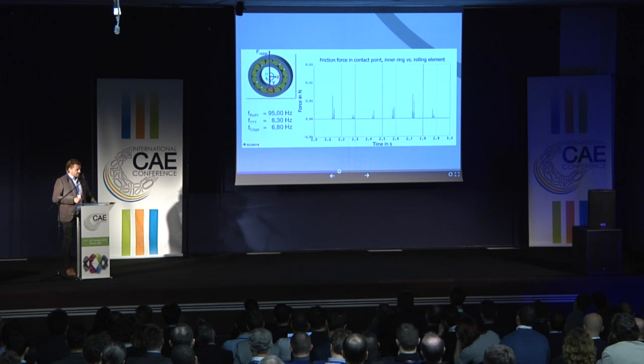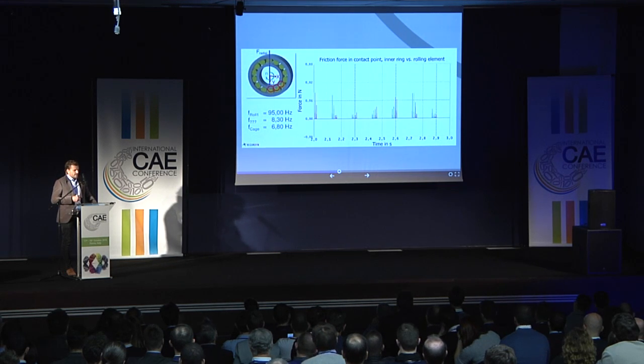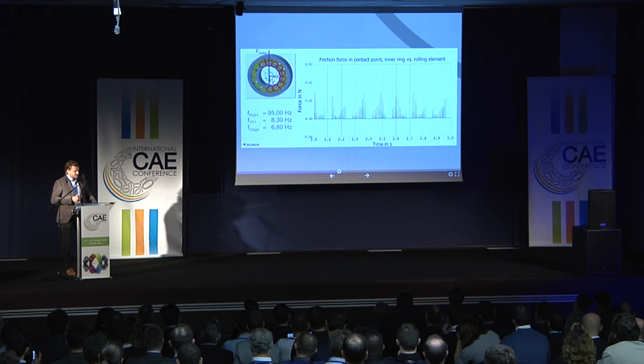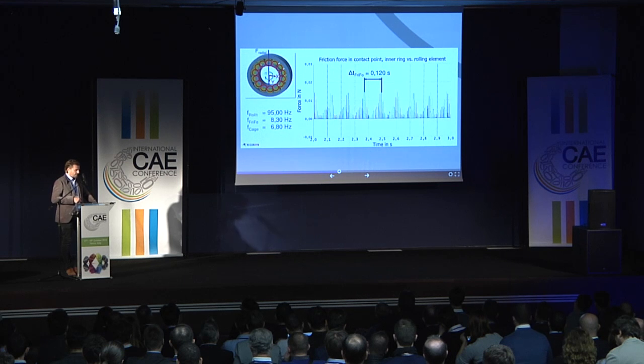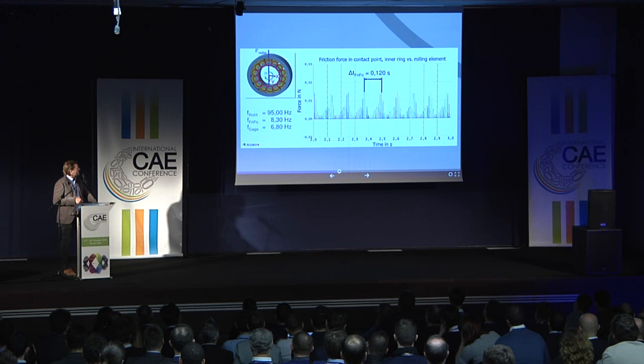Then I started adding up all the friction forces of all the 14 rolling elements. If you sum up all the forces in the contacts and plot it into one plot, you come to this result. Now you see that obviously the friction force is oscillating. And if you measure the period of time of this oscillation, you come to 0.12 seconds, and this correlates exactly with this funny frequency, as I called it.